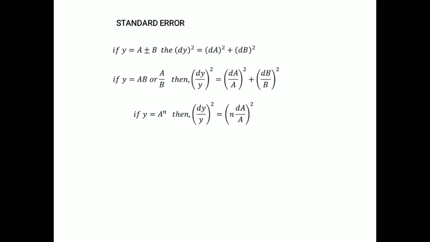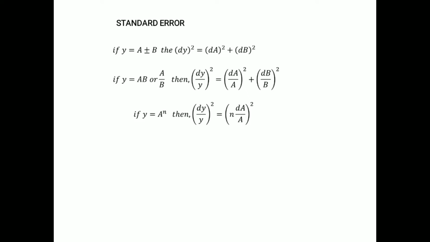Look at y, if y equals a product: if y equals ab or a over b, then dy over y all squared is equal to dA over a all squared plus dB over b all squared. That means square all the relative errors. Then finally, if y equals a raised to the power n, then dy over y all squared is equal to n dA over a all squared, okay?